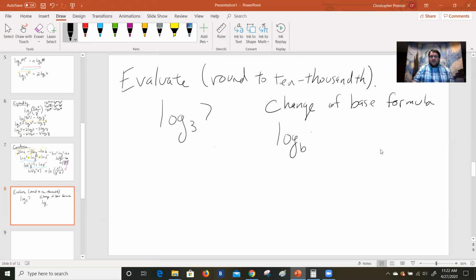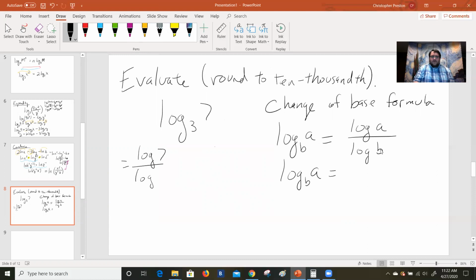Log b of a. So there's going to be two versions of it, depending on what you want to do. So if I want to write it in terms of the common log, just log base 10, what I can do is I can write this as log a over log b. So that's one way I can do that. So if I wanted to put in my calculator, what is this approximately? I could say it's log 7 divided by log 3 and round that off.